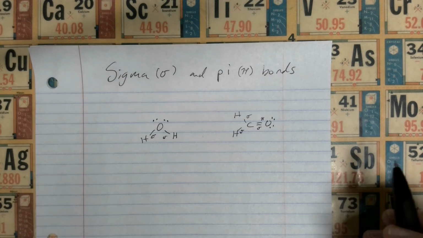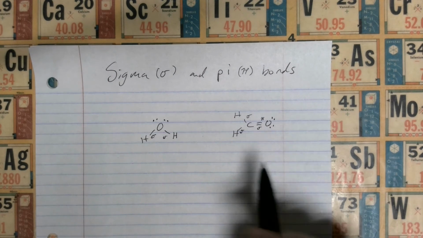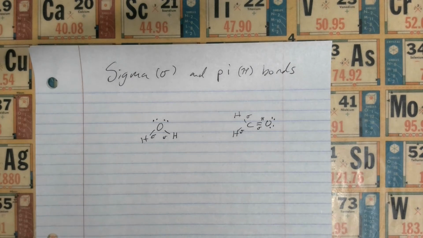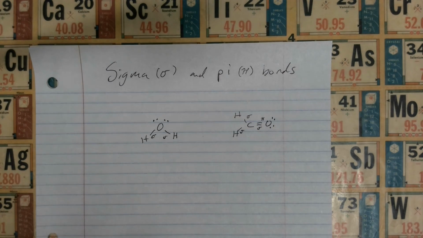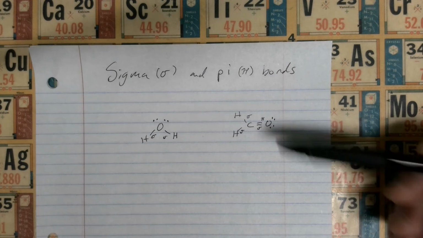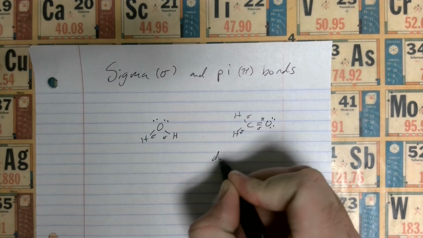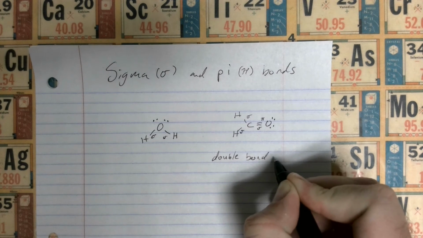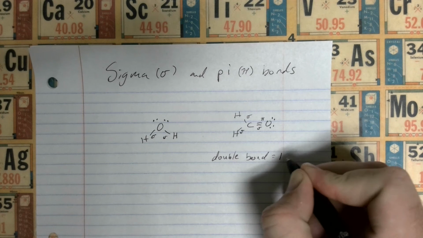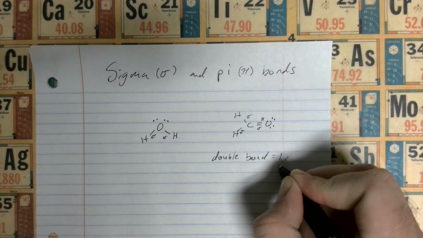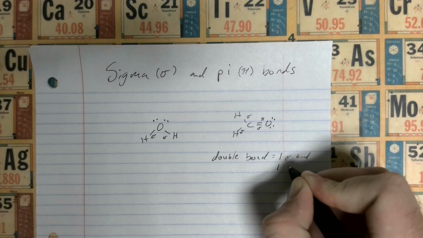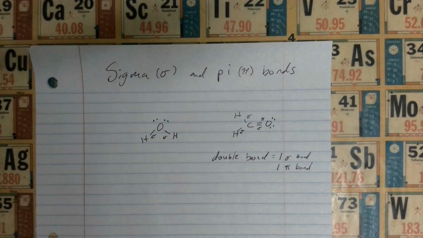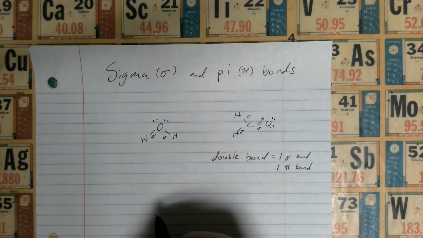So this second bond in the double bond, after the sigma bond is formed, then a pi bond is also formed. So whenever you have a double bond, it is one sigma bond and one pi bond.